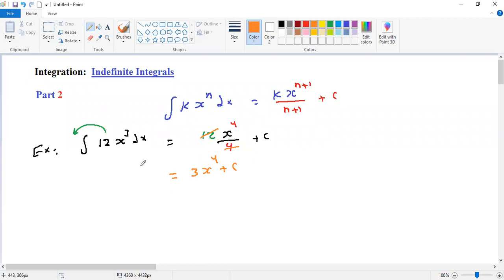So the derivative is 12x cubed. Check the answer: the derivative of 3x to the power 4 is 4 times 3, 12, and 4 minus 1 is 3. So this was defined in part 1.